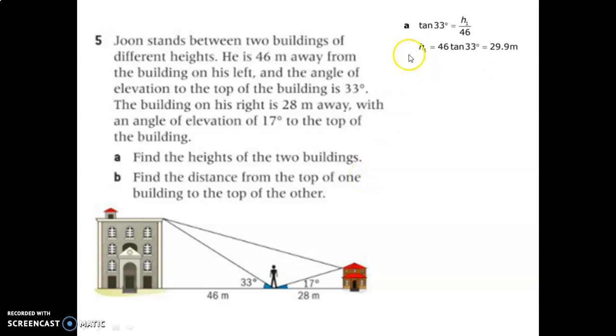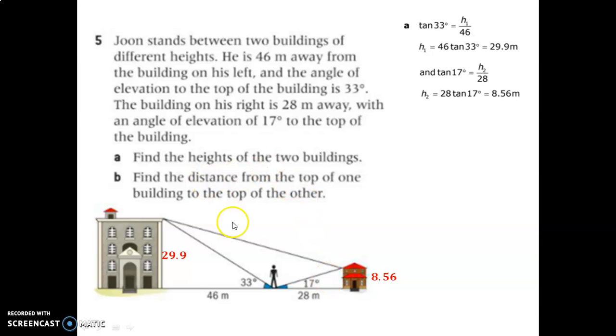Okay. This is a typical problem, I said, because it involves all of our trigs. So first we're going to use tangent to find the height of this building, and there's that. So the height of that building is 29.9. Try the same thing here, find the height of that building. Well, we can use tangent again, and we get the height is 8.56.